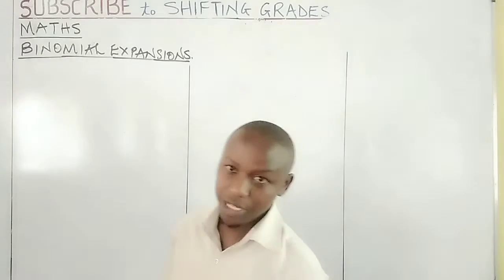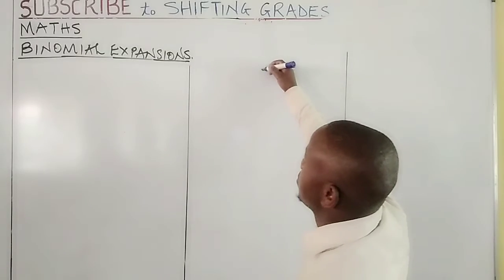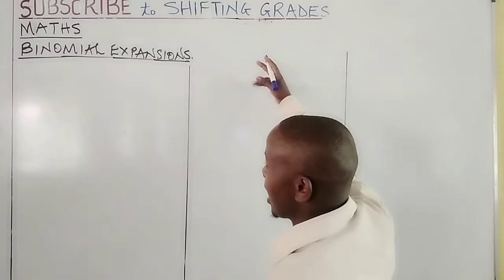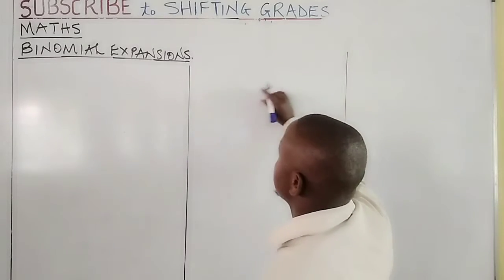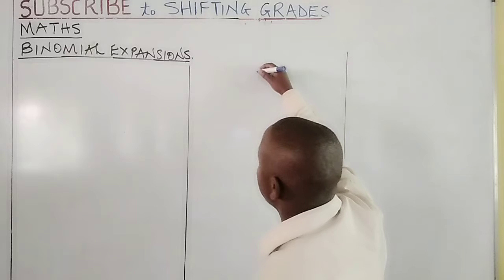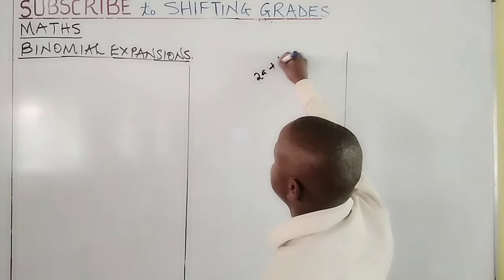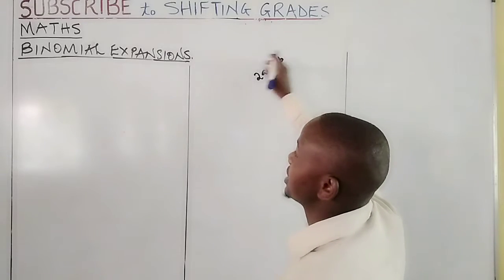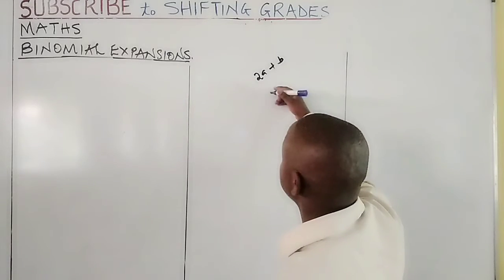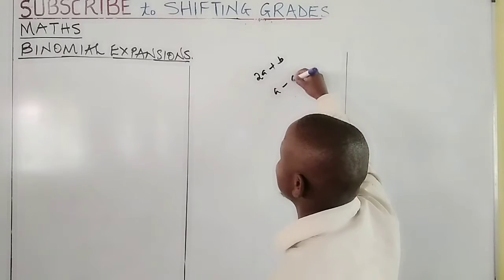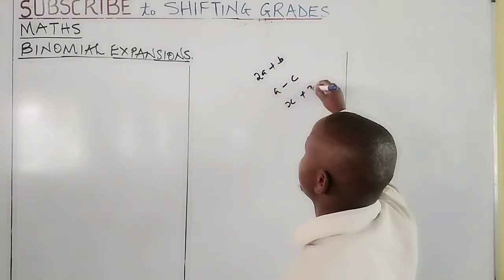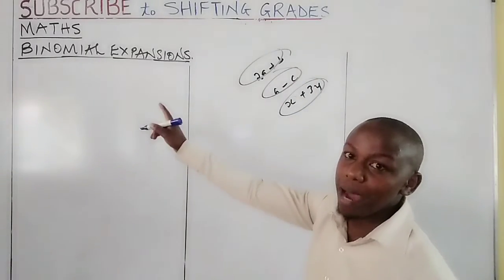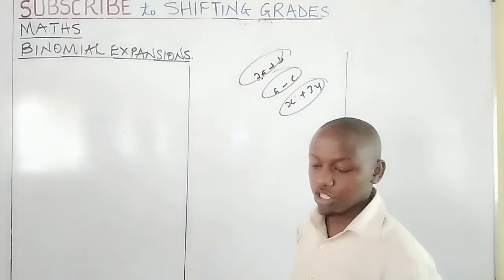The word bi means two. Therefore, an algebraic expression which has two terms is called a binomial expression. For example, you can have 2a plus b. It has two terms, this term plus another term. It's a binomial expression. Others are a minus c, x plus 3y. Such expressions are called binomial because they have two terms.